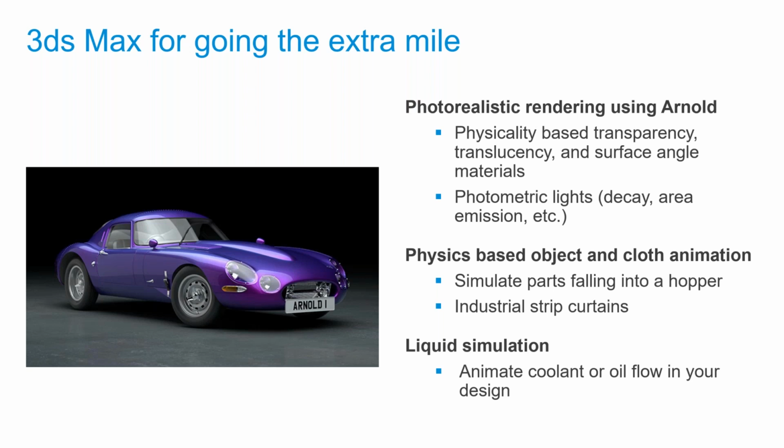You would just more or less drop, quote unquote, the parts in there, and then Max will calculate how everything would actually work around in there. And also things like cloth animation. So for example, industrial strip curtains, things like that, can all be done in 3ds Max.